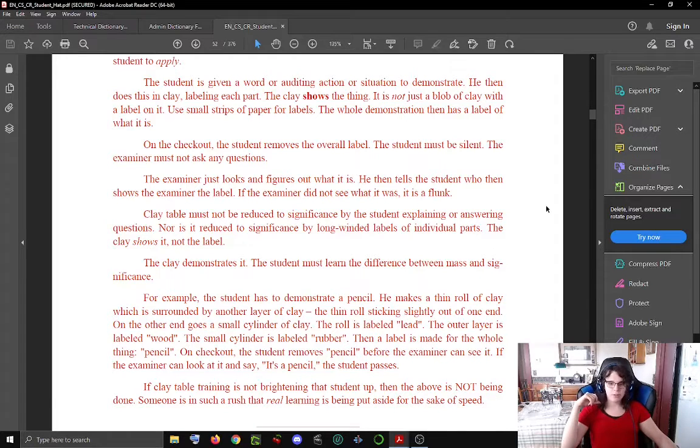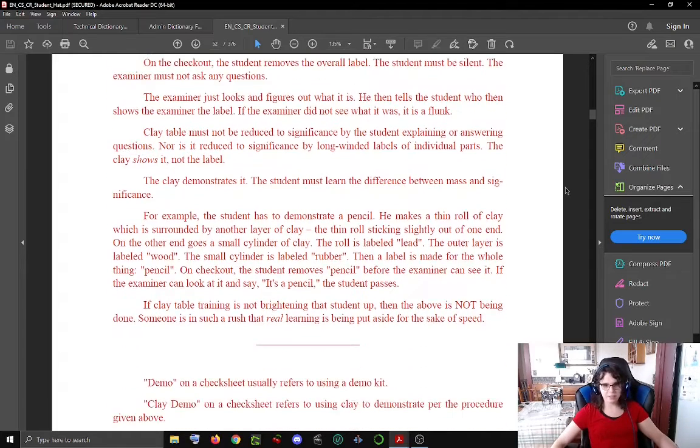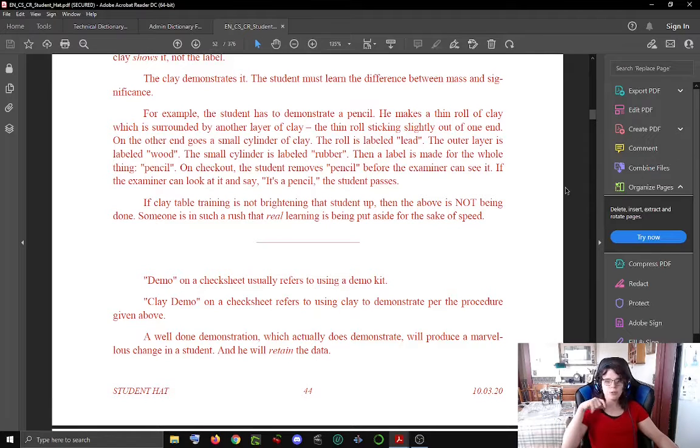On checkout, the student removes pencil before the examiner can see it. If the examiner can look at it and say, it's a pencil, the student passes. If clay table training is not brightening that student up, then the above is not being done. Someone is in such a rush that real learning is being put aside for the sake of speed.